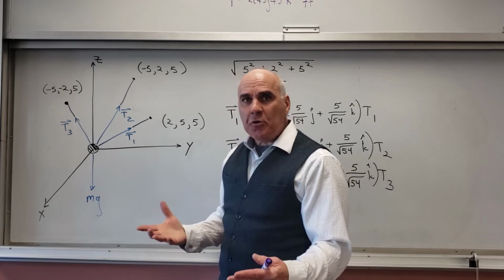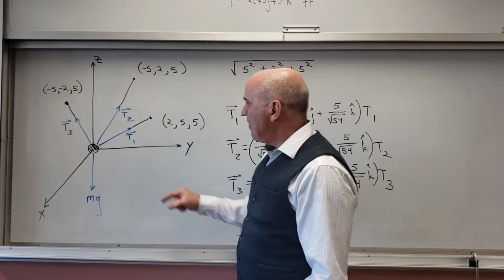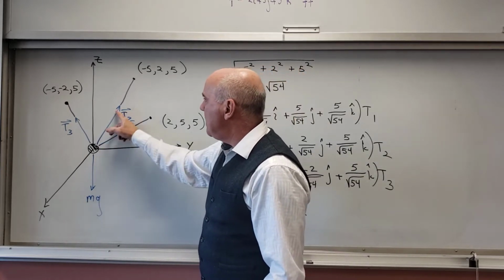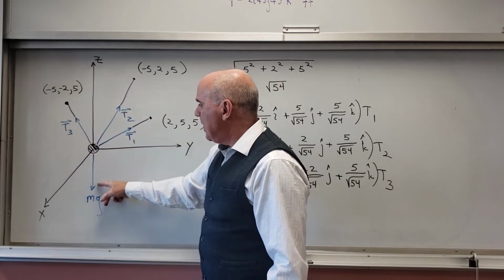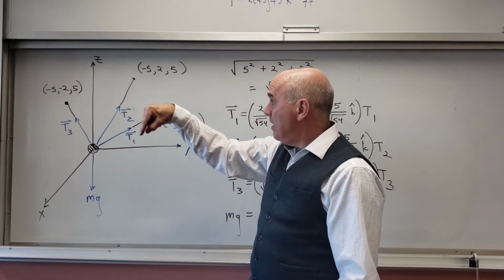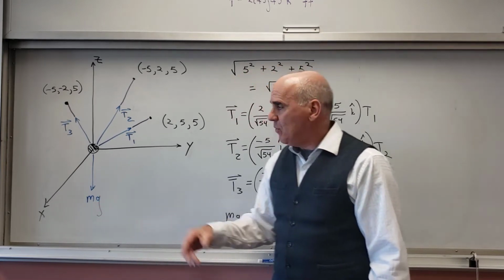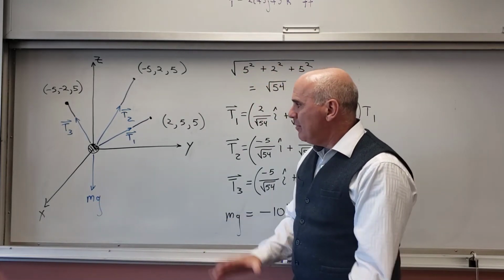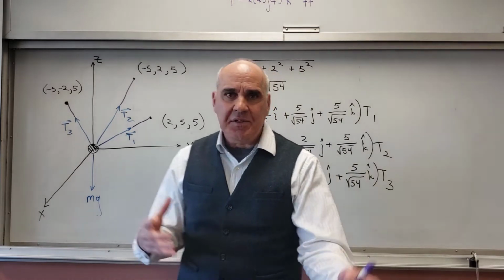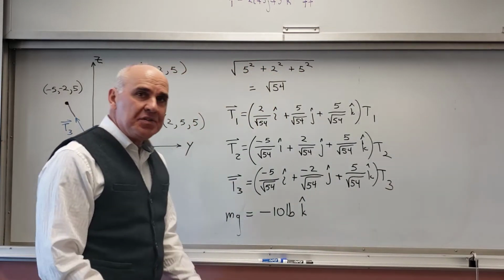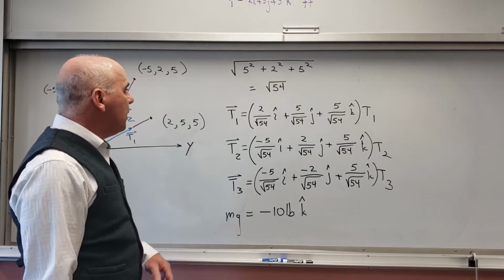And then I've drawn the forces on this diagram. So there's tension 1, tension 2, tension 3, and then mg pointing down. So mg is in the minus k hat direction. Again, a little different than what we're used to in engineering, but it doesn't really matter. You're just going to switch a few of your coordinates around if you want to do it that way.